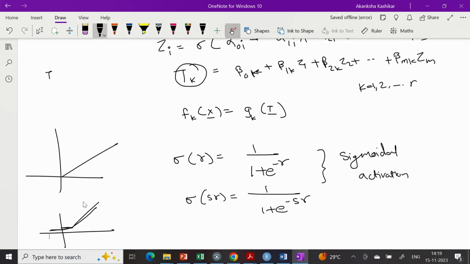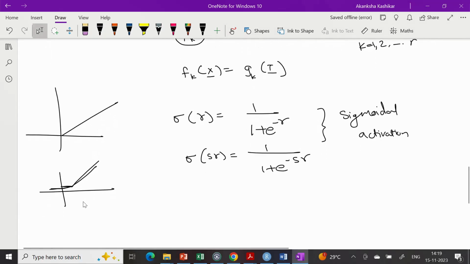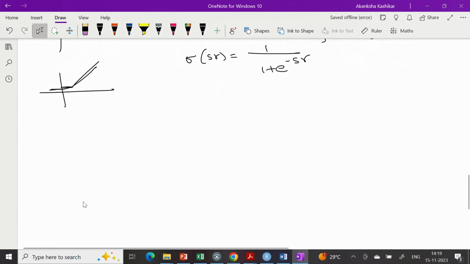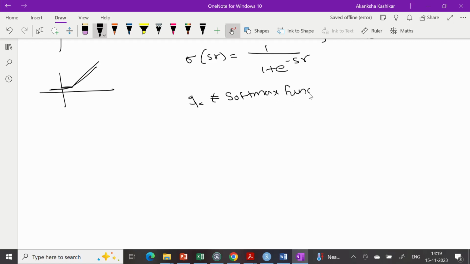And as I said, for regression gk is taken as the identity function, but for a classification setup we need some sort of probability of each class. Hence for a classification setup gk is taken as the softmax function. We have seen the softmax function in the case of logistic regression, multinomial logistic regression, right? So g will be e raised to tk over the sum of e raised to tk, k going from 1 to r.